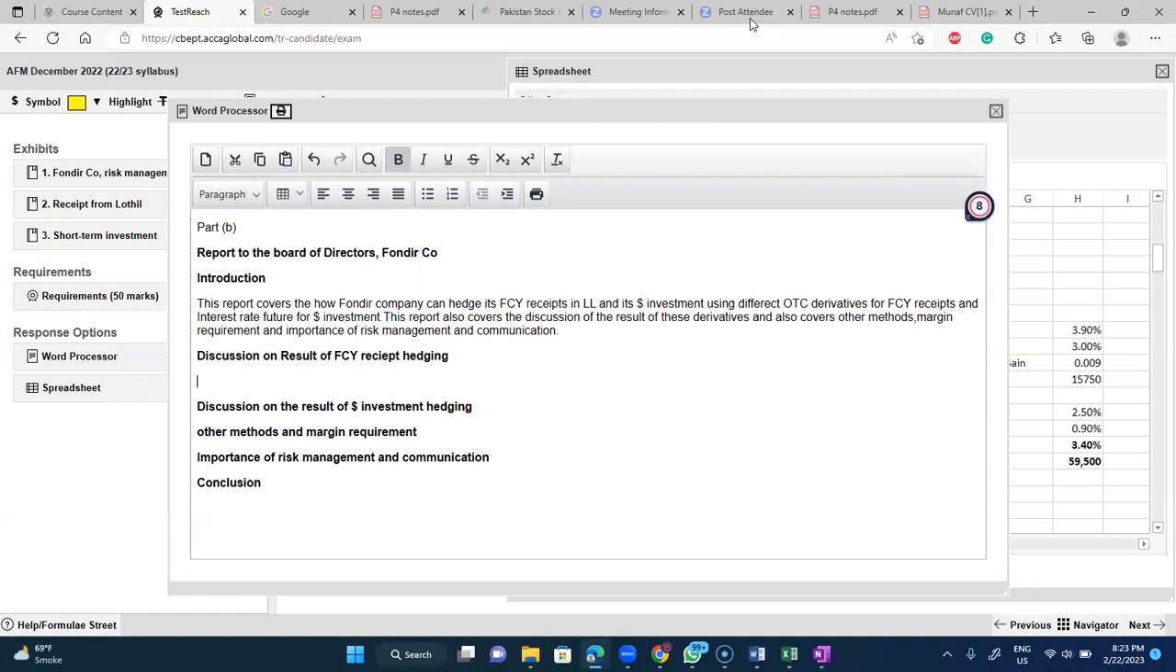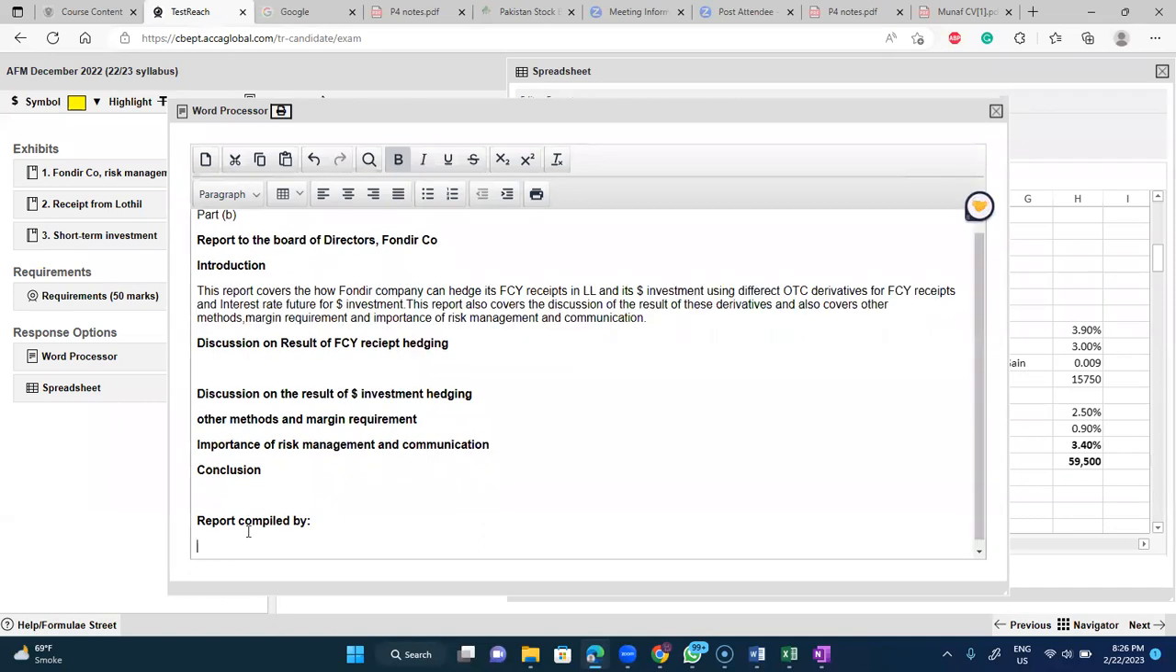Any questions, guys? After the conclusion, also write the report compiled by, and the date. Now, your assignment should be to resolve the question and try to write the report on this question. That should be your assignment.